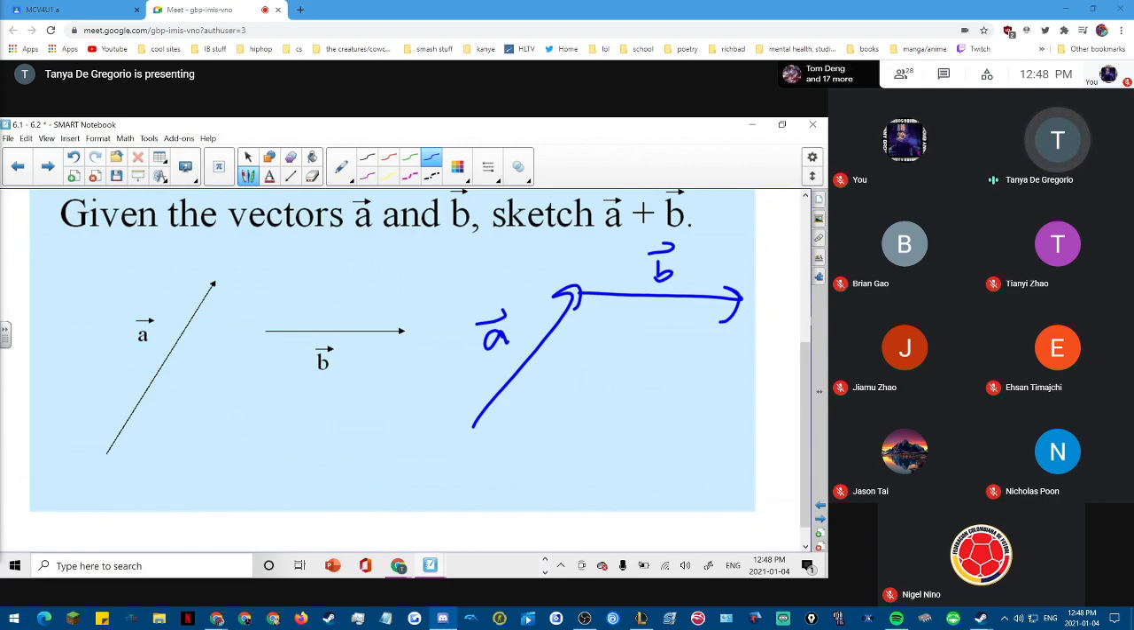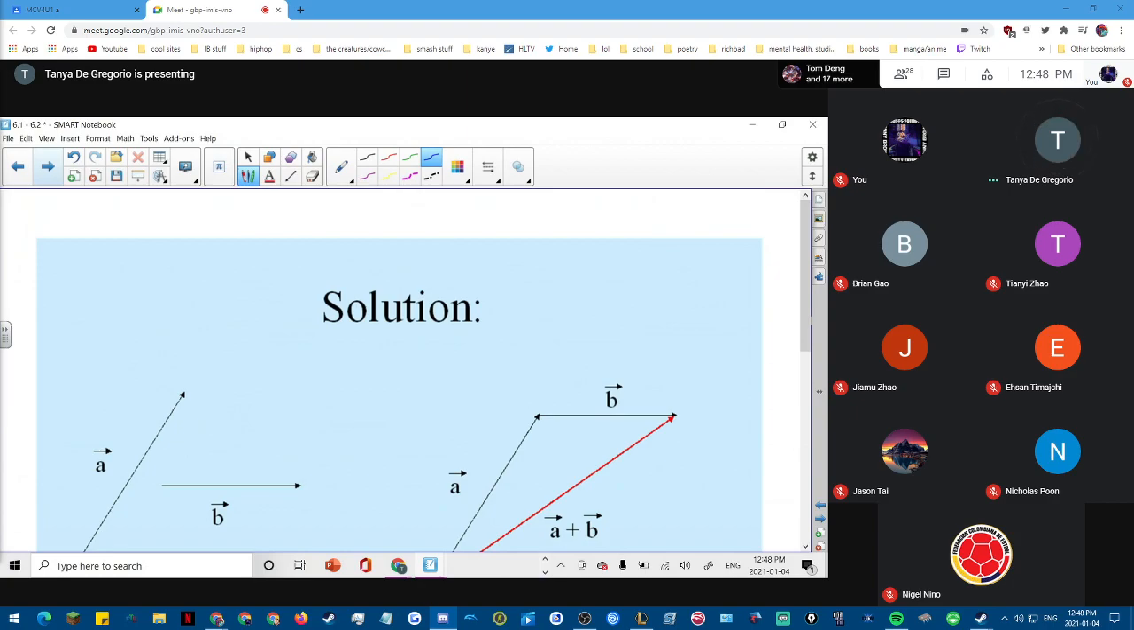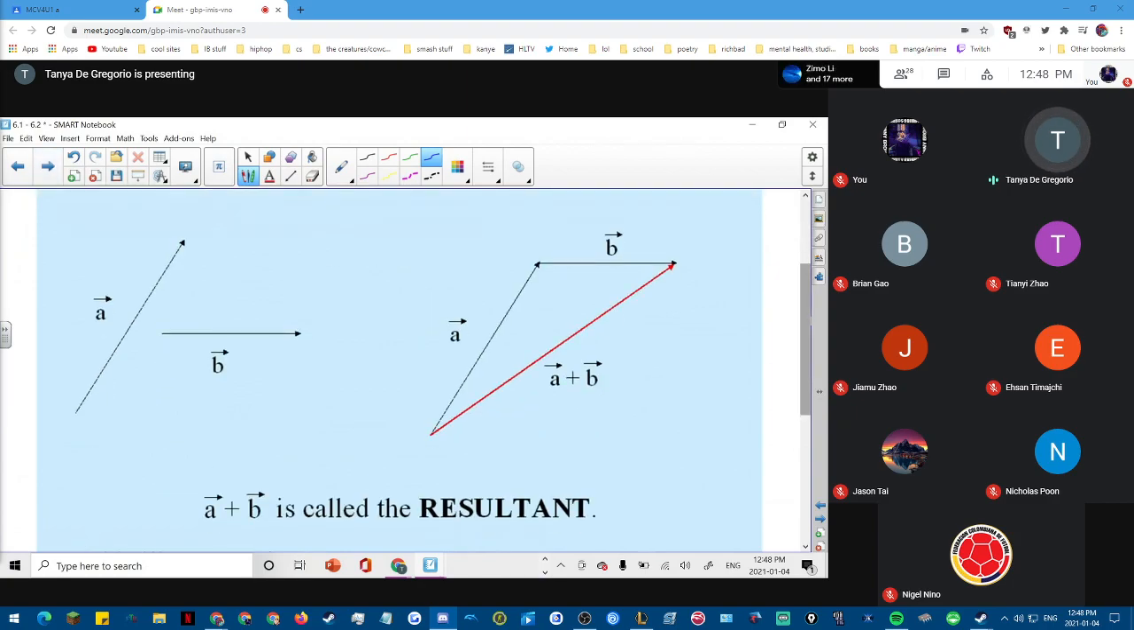So what's the point of doing this? Well, you get a resultant vector, which is called vector A plus vector B. Do you guys see that? Okay, this is your resultant vector. Notice it starts where you started and it ends where our path ended. This is called the resultant vector.